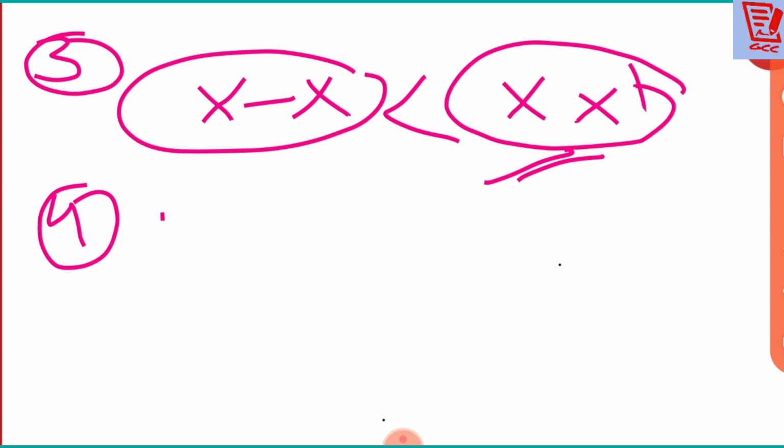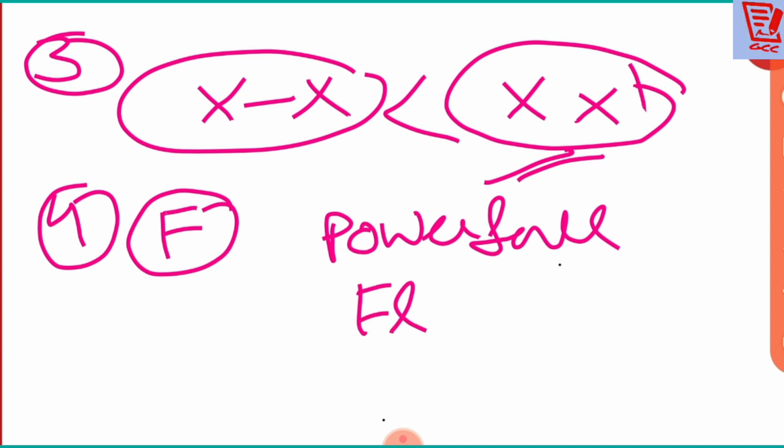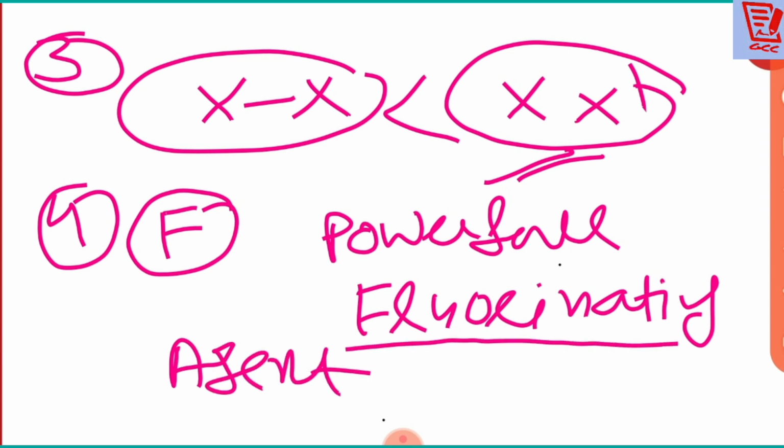The next point, students, is number 4: most of the interhalogen compounds containing fluorine act as powerful fluorinating agents. Fluorinating agent, what does it mean, beta? It means they convert the metal oxides and metal halides to fluorides. I'll give you one example regarding that.